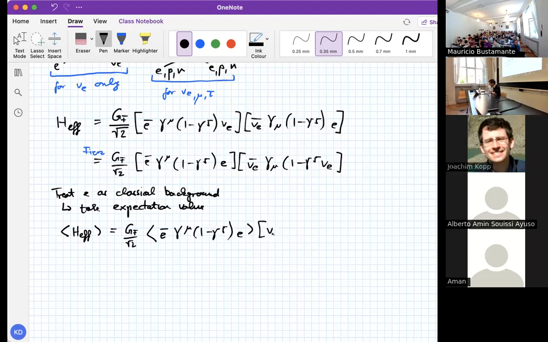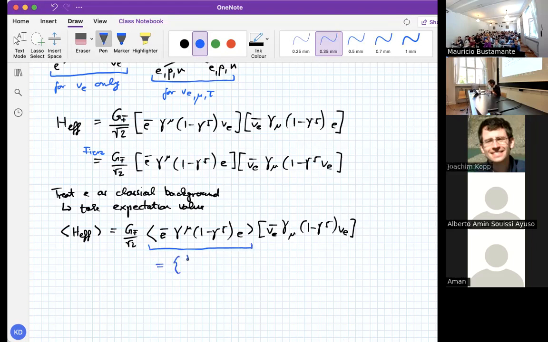Whereas the neutrino current remains unchanged: gamma mu (1 minus gamma 5) nu e. Now it turns out that in ordinary matter, which means matter that is at rest and unpolarized, this expectation value should go over everything here.